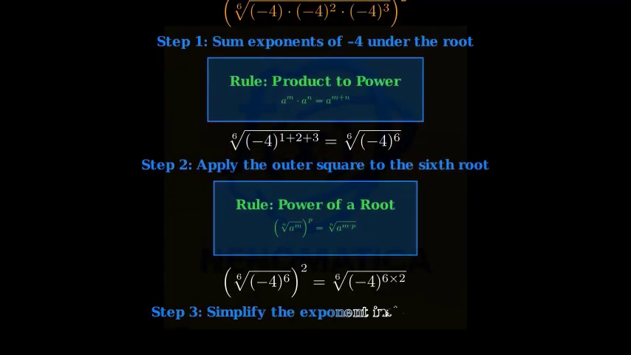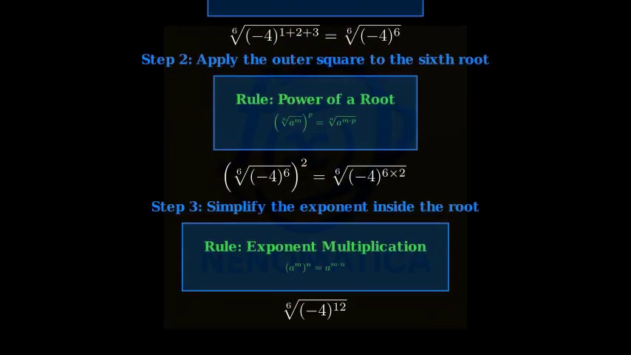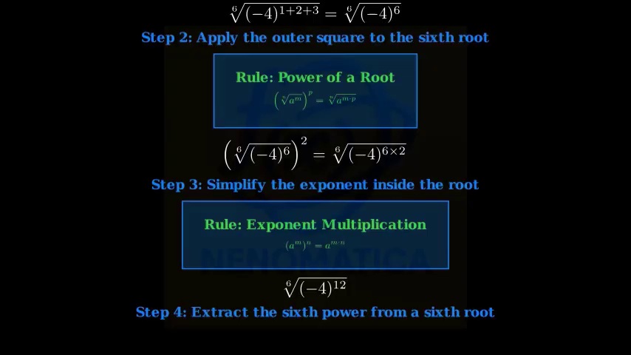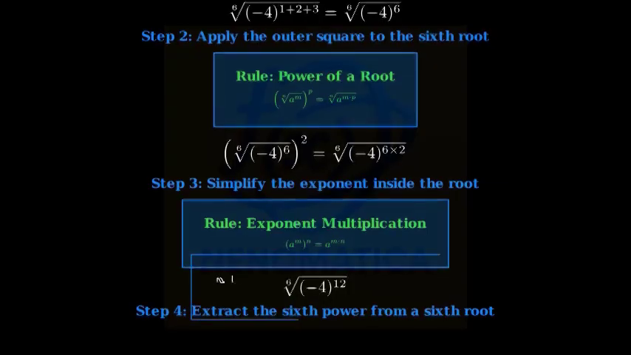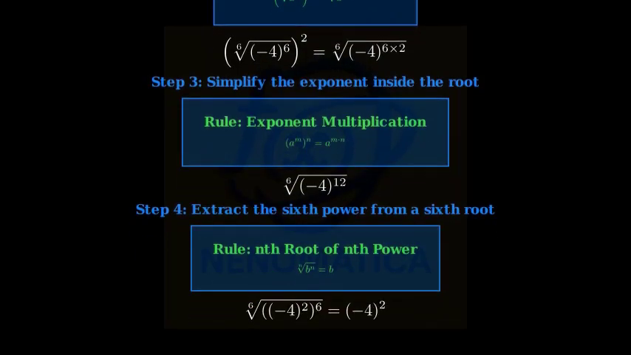Let's simplify this expression further. We can multiply 6 and 2 to get the exponent inside the root. According to the exponent multiplication rule, when we have a power raised to another power, we multiply the exponents. Now we can see that the expression has simplified to the sixth root of -4 to the 12th power. We can further simplify this by recognizing that we can rewrite the exponent 12 as 2 times 6. We'll use the nth root of nth power rule, which states that the nth root of a quantity raised to the nth power is simply that quantity.